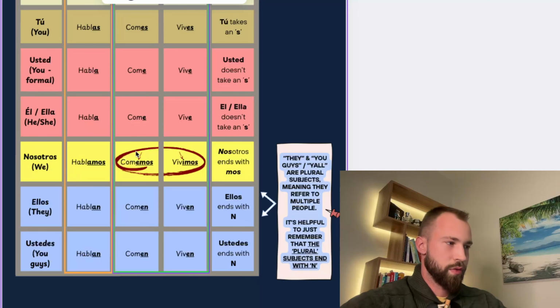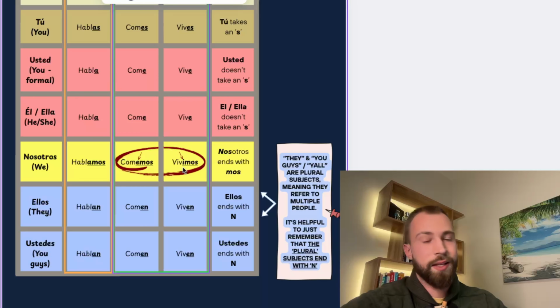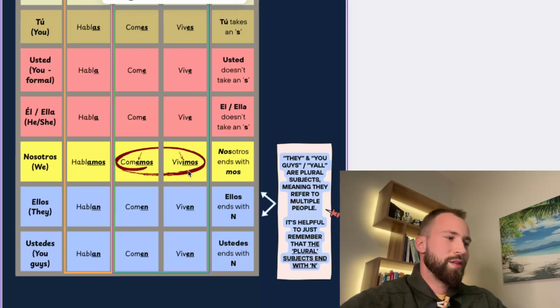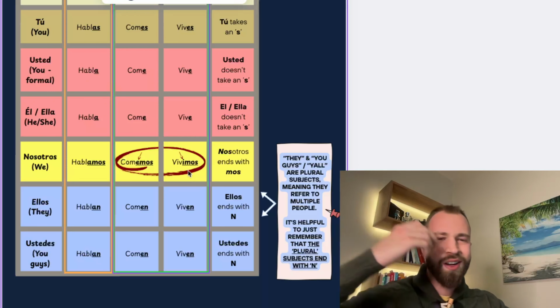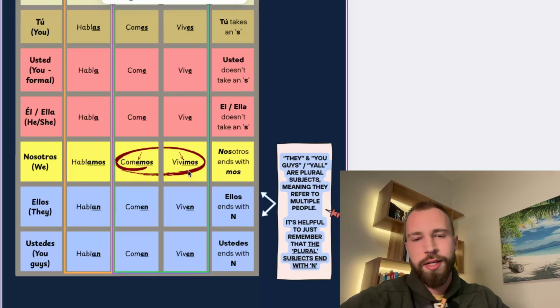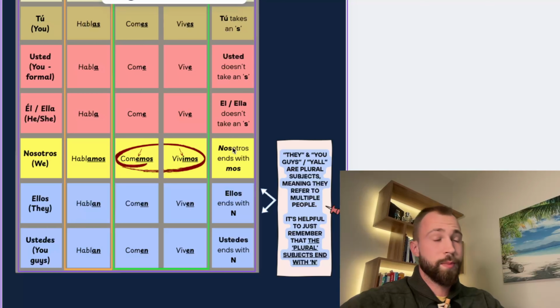Next one is nosotros, so there's an exception here that I'll point out. So hablamos, comemos, vivimos. So now there is an I in the conjugation. Don't worry, that's the only exception. When it's nosotros, there's an I. And by the way, if you're just starting or even if you're intermediate in Spanish and you say comimos or you say vivemos, with the surrounding context of what you're saying, you're going to be understood. So don't be afraid to make a mistake. Nosotros, the way you remember the conjugation though, is that it ends with mos.